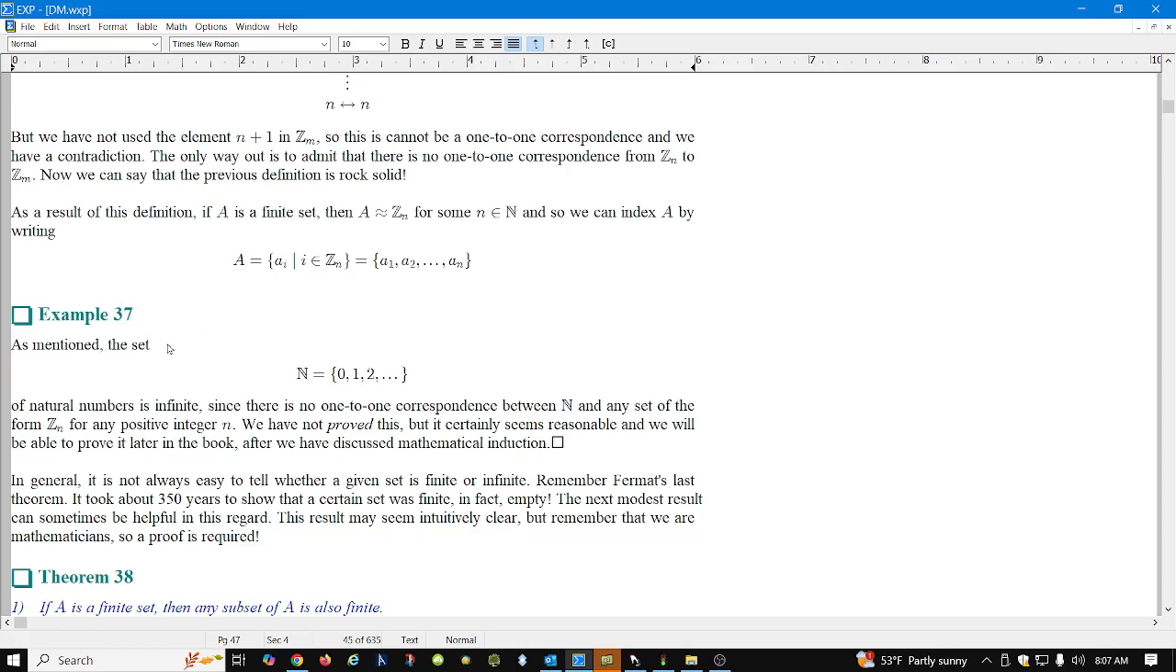As I mentioned, the set of natural numbers is infinite. We can't count the number of elements in the set. It's not in one-to-one correspondence with any Z sub n. But we haven't proved that, and that's something we need to do. And as I mentioned before, we will do it. One way is to use mathematical induction, and since I haven't discussed that yet, we'll have to wait.